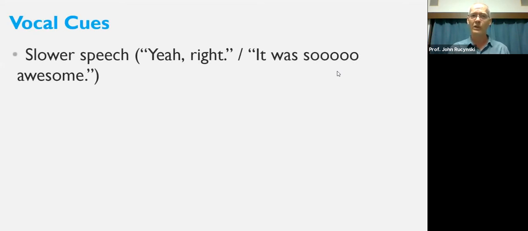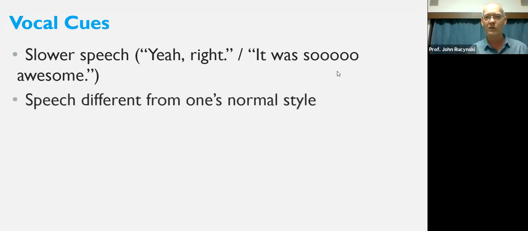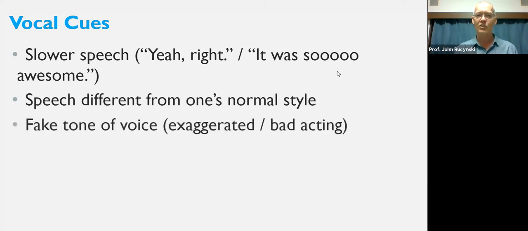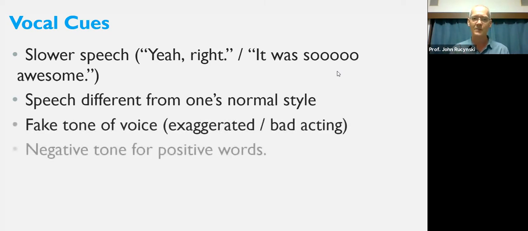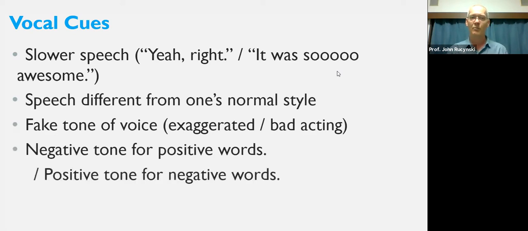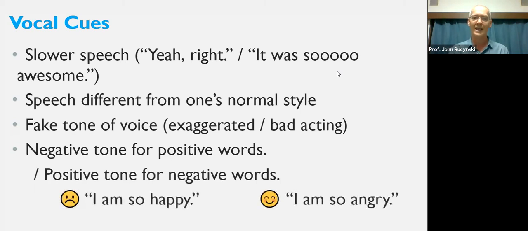Okay, and just to review some of these vocal cues that we could supply learners with. So again, slower speech or elongated vowels. So the Super Bowl this year was so awesome, okay? Meaning the opposite, very boring game. Speech different from one's normal style. So again, you would need to know the speaker. Fake tone of voice, exaggerating, bad acting, negative tone for positive words, positive tone for negative words. Okay, so I'm so happy today, or I'm so angry. Okay, so something like that.